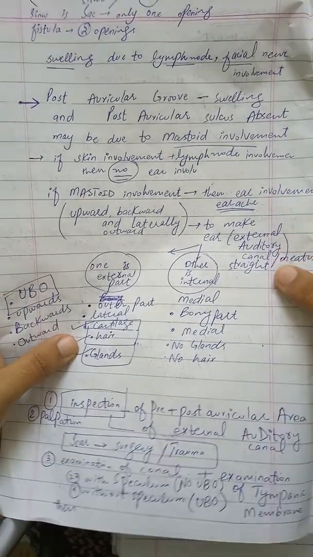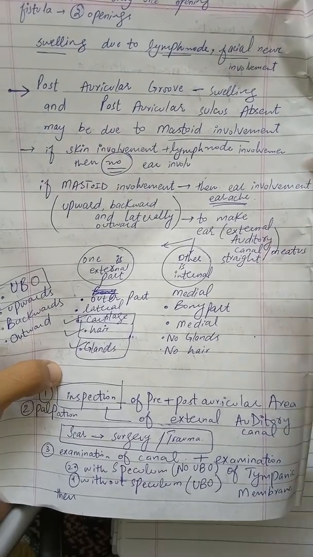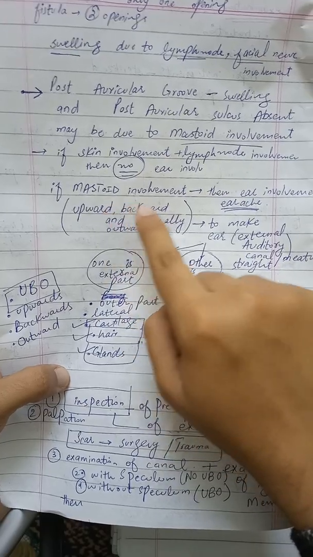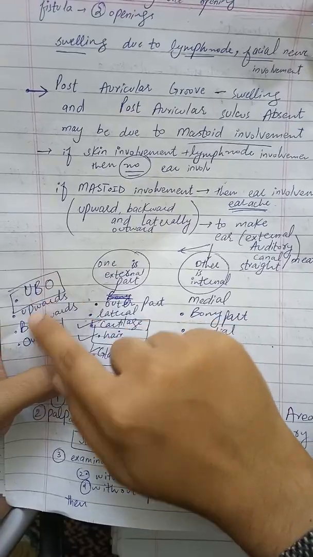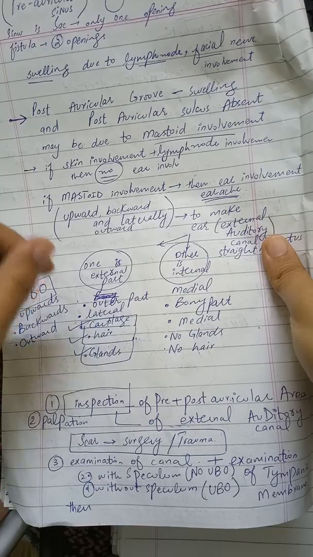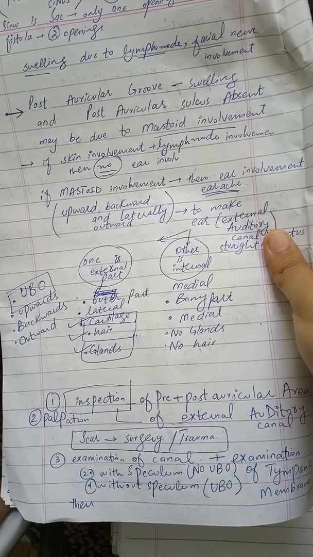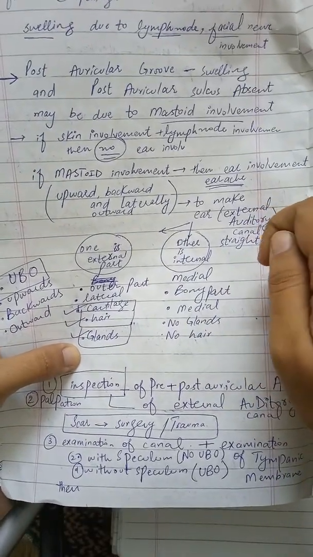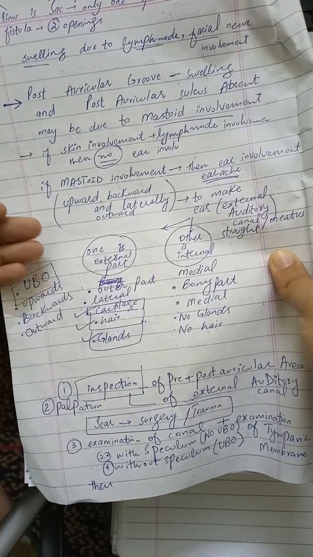To examine the ear, to examine the external auditory canal or external auditory meatus, we will pull the pinna upward, backward, and laterally outward. Upward, backward, outward. To examine the external auditory canal, we will pull the pinna of the patient upward, backward, and outward.